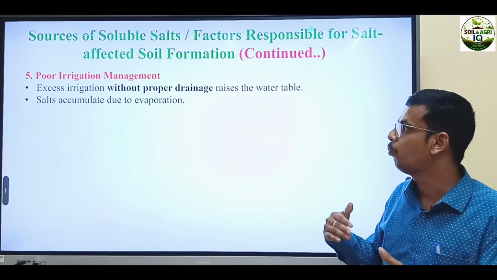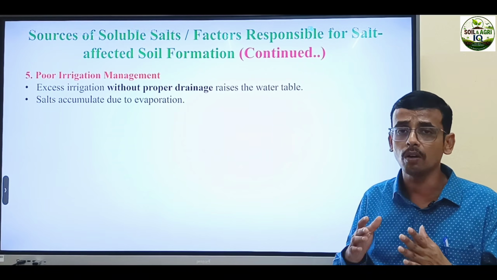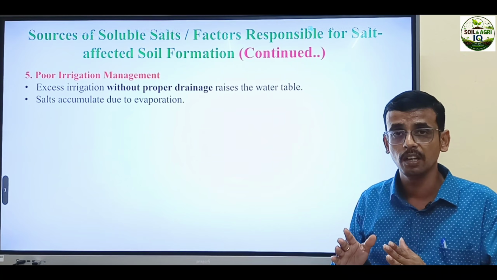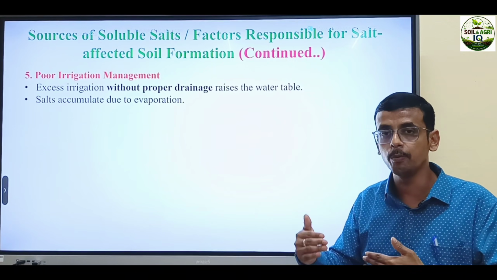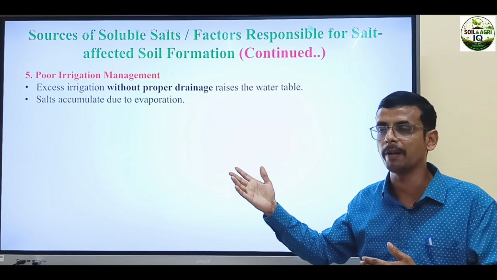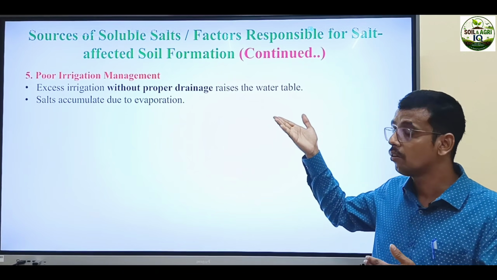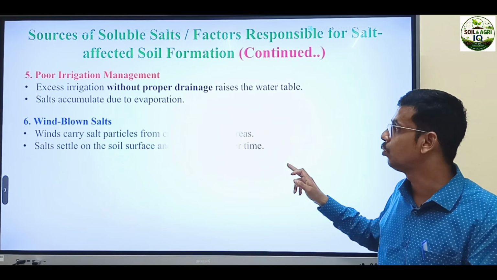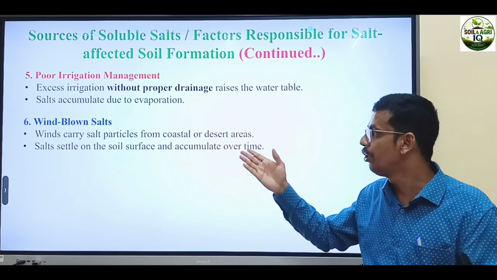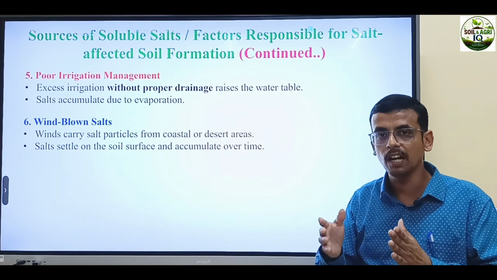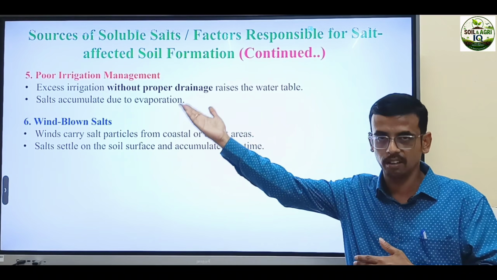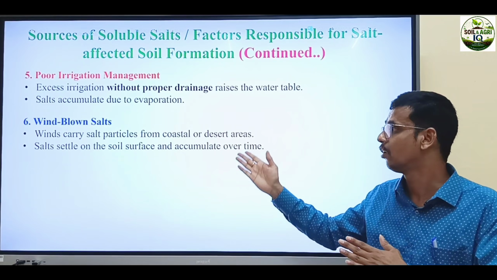Then poor irrigation management. If you do not follow appropriate management practices or appropriate drainage, that is, faulty irrigation practices, it will promote the rising of the water table and cause salinity due to higher evaporation. Wind-blown salt: wind carries salt particles from the seashore area to another area.